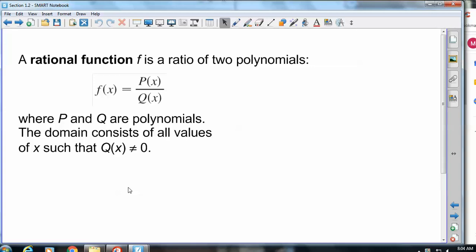So when you have a rational function, you're dividing polynomials. Remember, our polynomials are when you have things added and subtracted, all your exponents are whole numbers, so no fractions in your exponents, no decimals in your exponents. Remember, we know that if it's a fraction, the denominator can't be 0, but otherwise we can plug in any number.